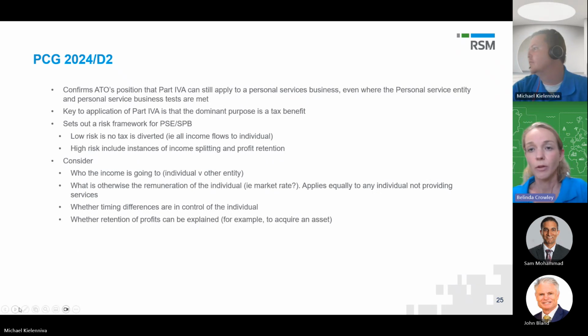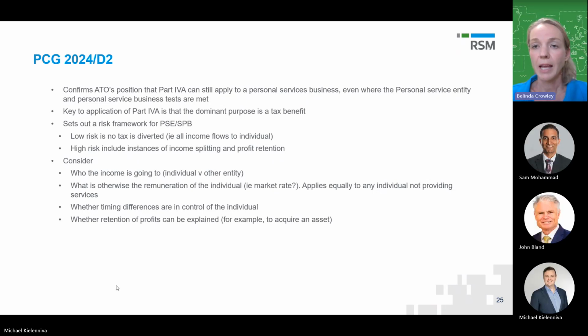High risk indicators are obviously the opposite of those. So to the extent that income is distributed to an entity with a lower tax rate, or the remuneration that is received by either the individual or an associate is either lower or higher than the market value for similar services. Next slide, Mike.